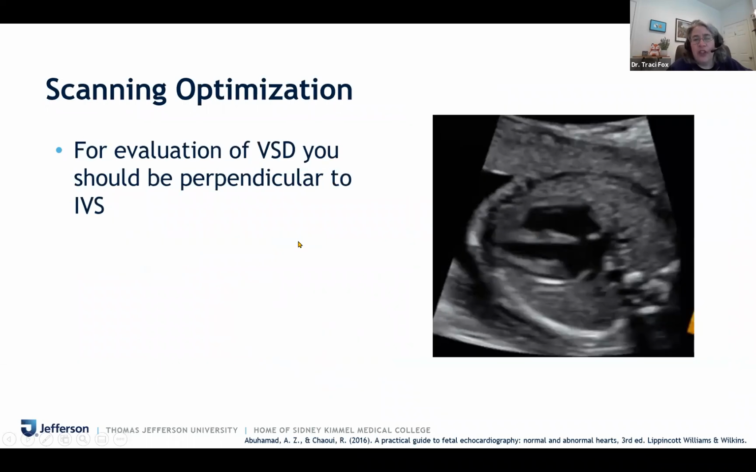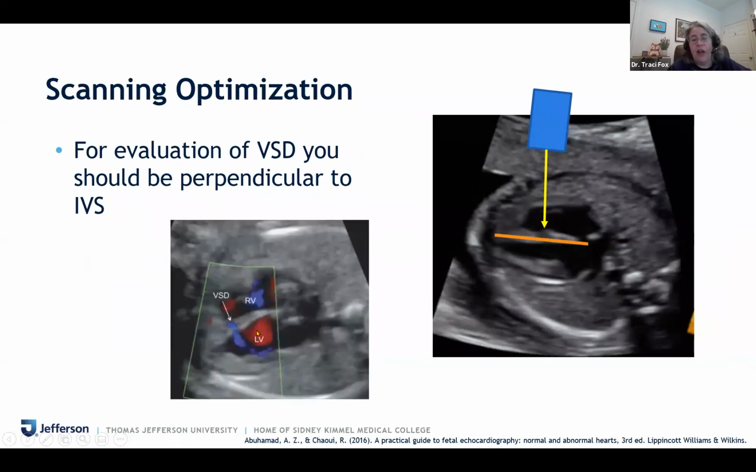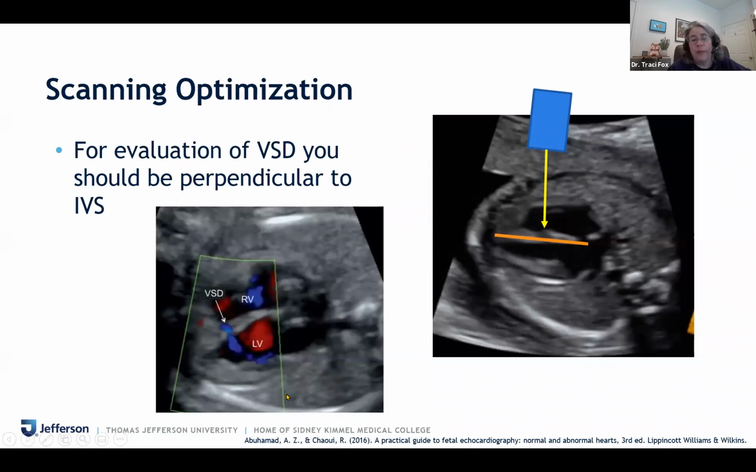However, for evaluation of a ventricular septal defect, when you want to look at the interventricular septum, then it's best to be perpendicular to the IVS. So I always want to get at least a couple pictures perpendicular to the interventricular septum, because in that case, now the IVS becomes the specular reflector, and I'll have a better chance, especially with color Doppler, of potentially seeing a VSD.